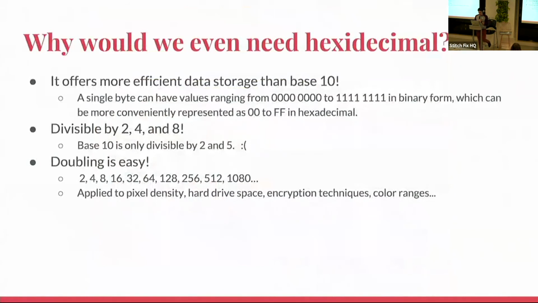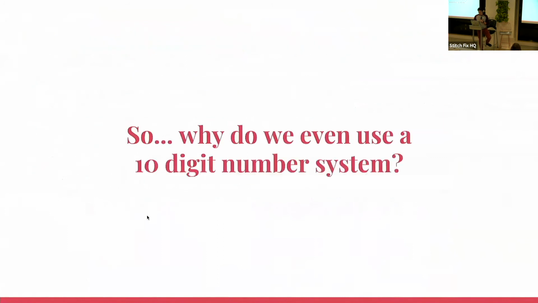It offers a more efficient way to store data than base 10 does. It's divisible by 2, 4, and 8 as opposed to just 2 and 5. And doubling things is really easy. 2, 4, 8, 16, 32. As you go on, you'll notice that all of these numbers are very common when it comes to pixel density, hard drive space, encryption techniques, and color ranges.